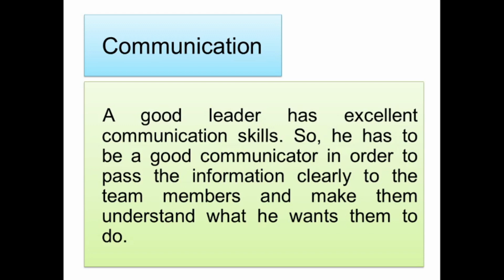So, he has to be a good communicator in order to pass the information clearly to the team members and make them understand what he wants them to do.